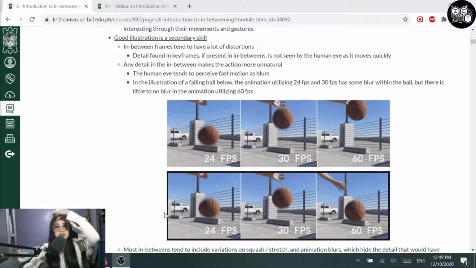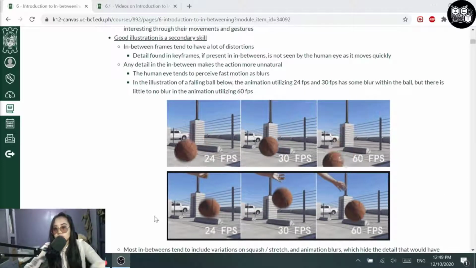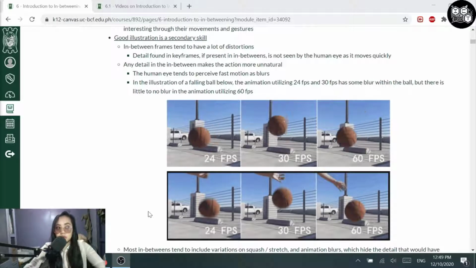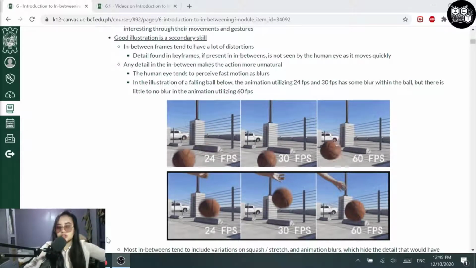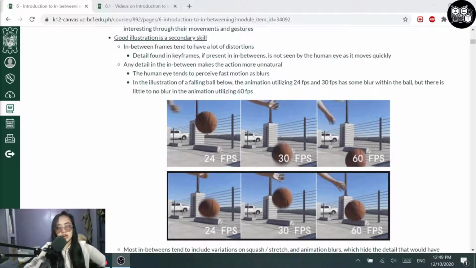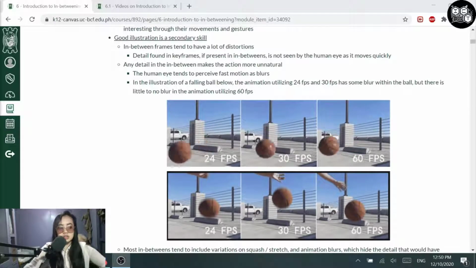So again, good illustration is a secondary skill. It is possible to be a good illustrator, but not necessarily a good animator. A lot of in-betweeners or animators don't really come from illustrator backgrounds. They tend to be draftsmen or come from other fields of life. For example, Walt Disney was a draftsman and he was able to understand the idea of motion, not necessarily because he was an illustrator, but because he was more of a draftsman. So it's not about learning how to draw beautifully, but more about drawing enough to be able to create the motion.